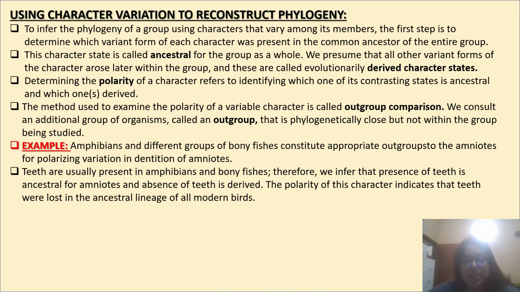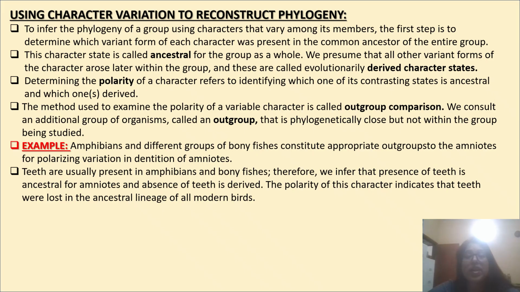Next point is using character variation to reconstruct phylogeny. To infer the phylogeny of a group using characters that vary among its members, the first step is to determine which variant form of each character was present in the common ancestor of the entire group. This character state is called ancestral for the group as a whole. We presume that all other variant forms of the character arose later within the group, and these are called evolutionary derived character states. Next, determining the polarity of a character refers to identifying which one of its contrasting states is ancestral and which ones are derived.